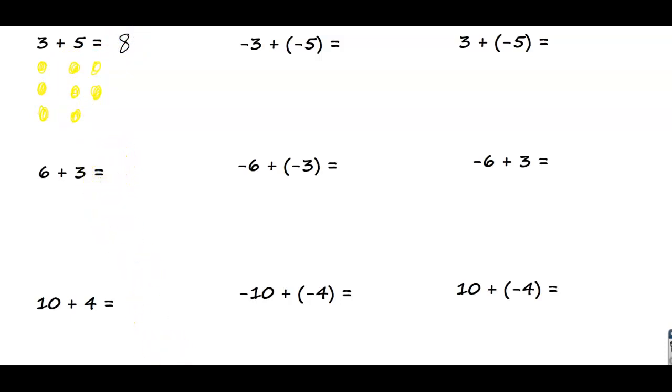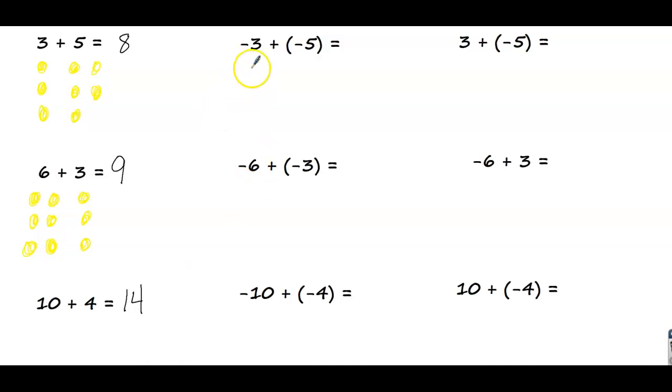All right. Same with the 6 plus 3. We have 1, 2, 3, 4, 5, 6 yellow counters. And then we add 3 more yellow counters. And now we have 9 yellow counters, or 9 positives. Same thing would happen here. We would have 10 yellow pieces and 4 yellow pieces, and we would end up with 14 yellow pieces.